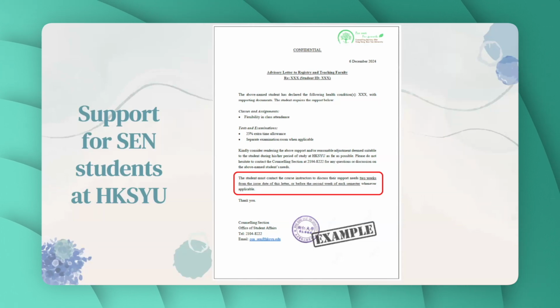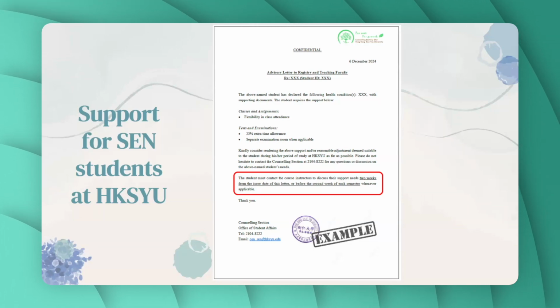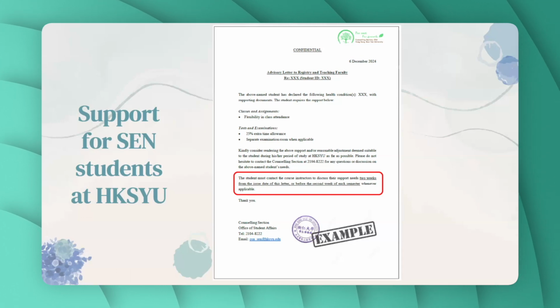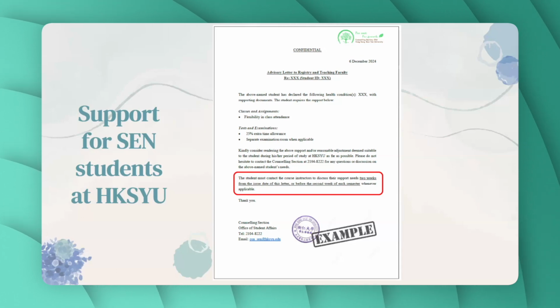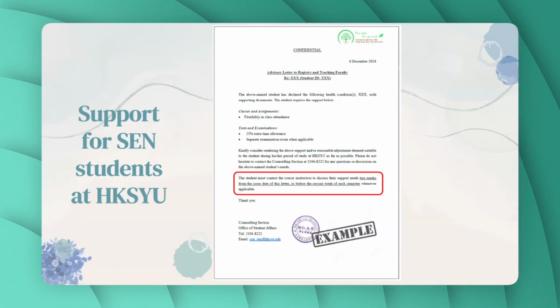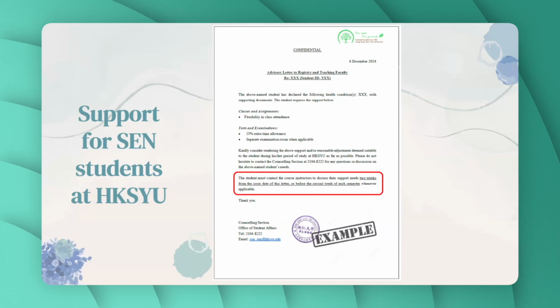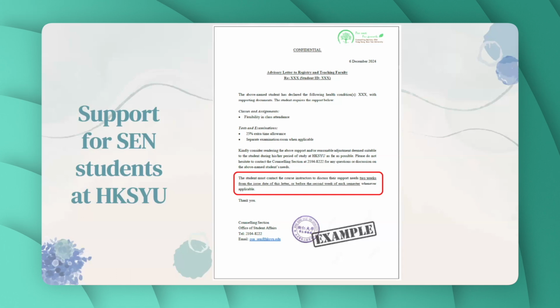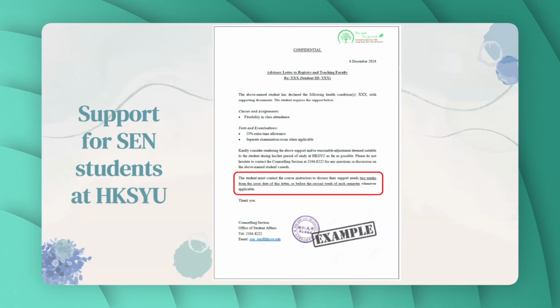But some students choose to have some adjustment in one course, but not the other. They have a choice. That's why we give this responsibility to the student to decide which courses they want to have adjustment, but they also have to observe the timeline and the deadline. So this is an example of the advisory letter.